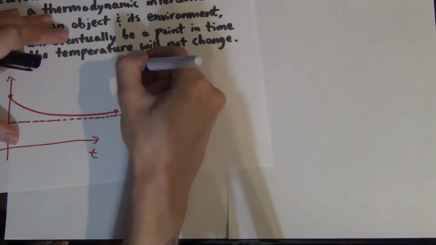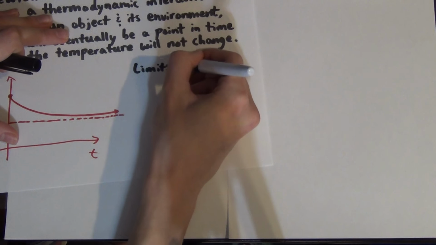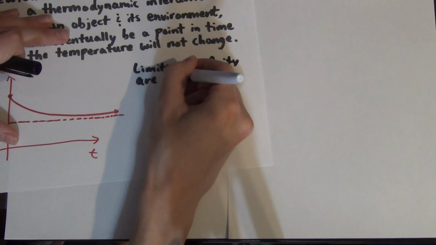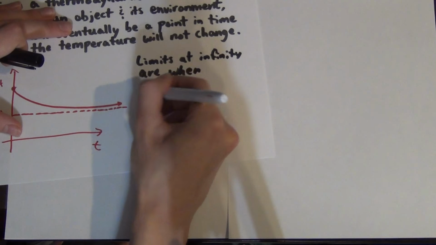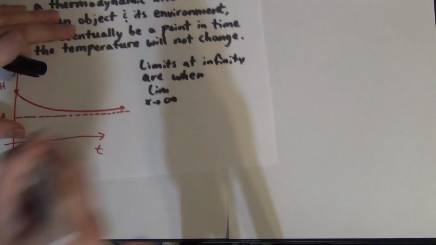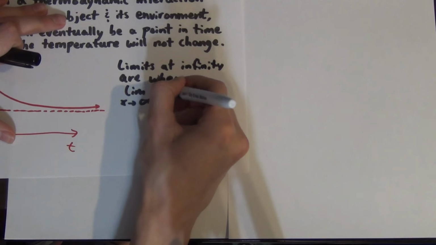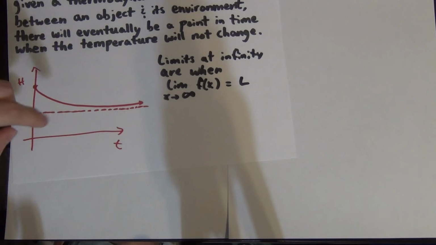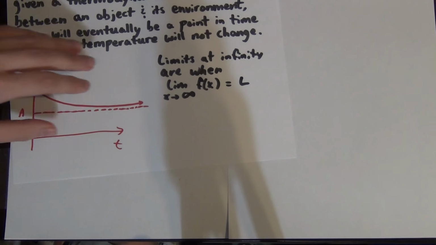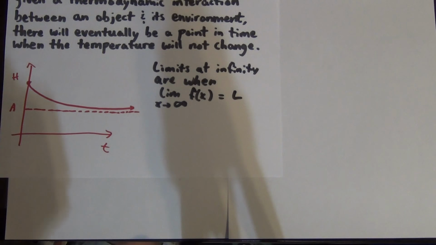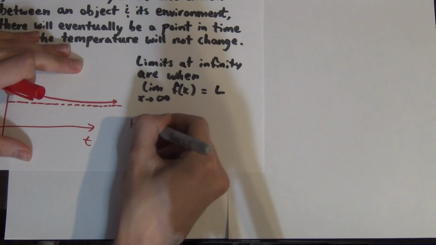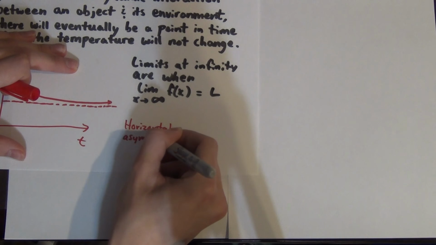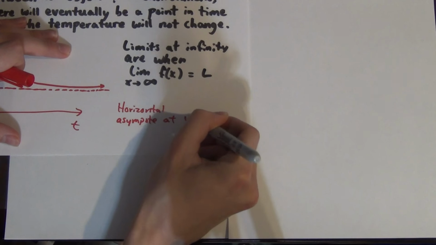What I'm going to say about that is these limits at infinity are essentially when the limit as x approaches infinity or negative infinity, some flavor of infinity, of a function equals a distinguished value. In that case, you have what's called a horizontal asymptote. I'm going to tell you how to deal with that in just a second. So in the case of Newton's law of cooling, there's a horizontal asymptote, and therefore a limit at infinity at the value y equals A.